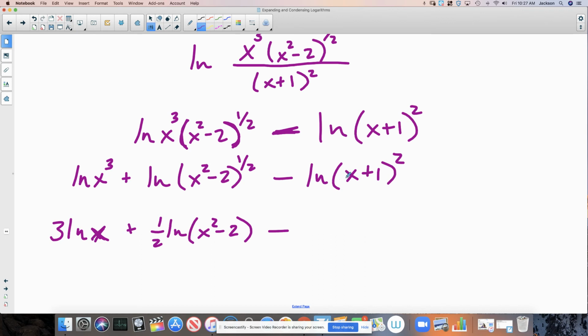Okay, what do we see? We see an exponent for everything here, everything in this binomial. So that 2 is coming down in front. And then we have x plus 1. Now let's go back through. We already took care of this one.